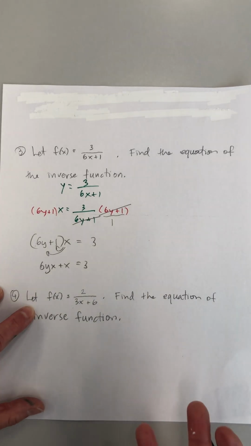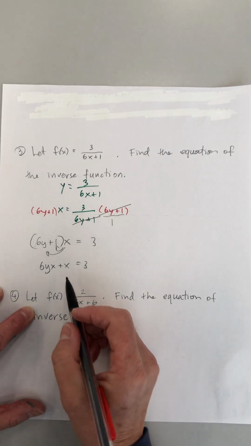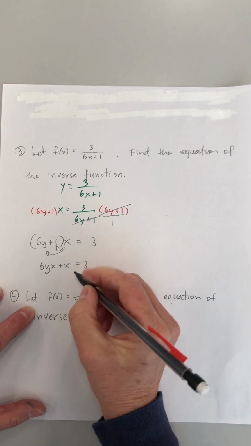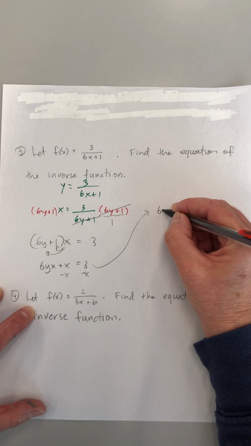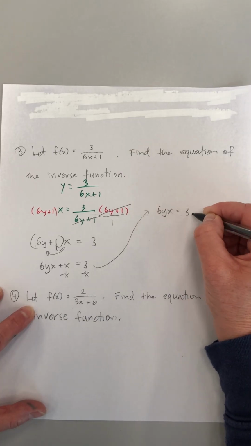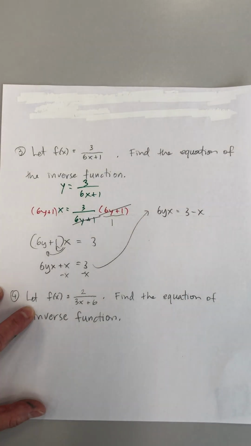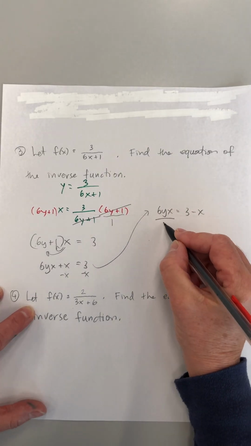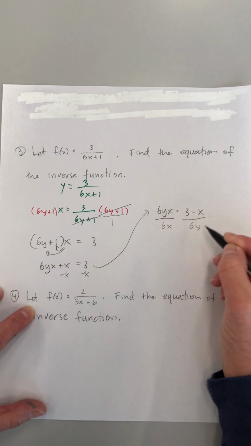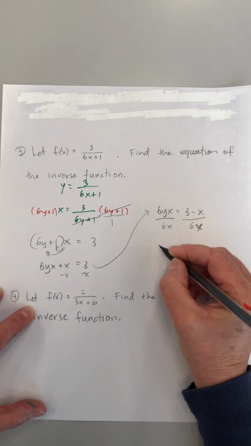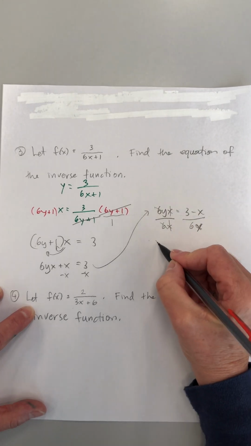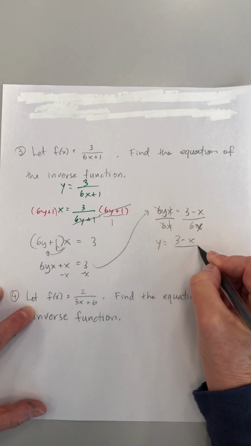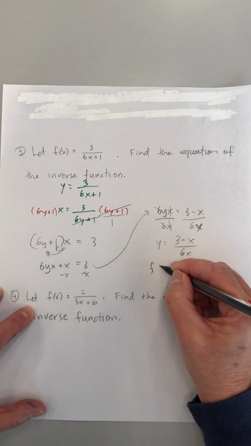And now I want to solve for y, so anything that doesn't have a y, which is this, I'm going to bring over to the right side. So I'm going to subtract x, and then I get 6yx equals 3 minus x. And then finally I want to isolate y, so I'm going to divide both sides by 6x. So the 6 cancels and the x cancels. So I get y equals (3 minus x) over 6x. So that's what my inverse here is.